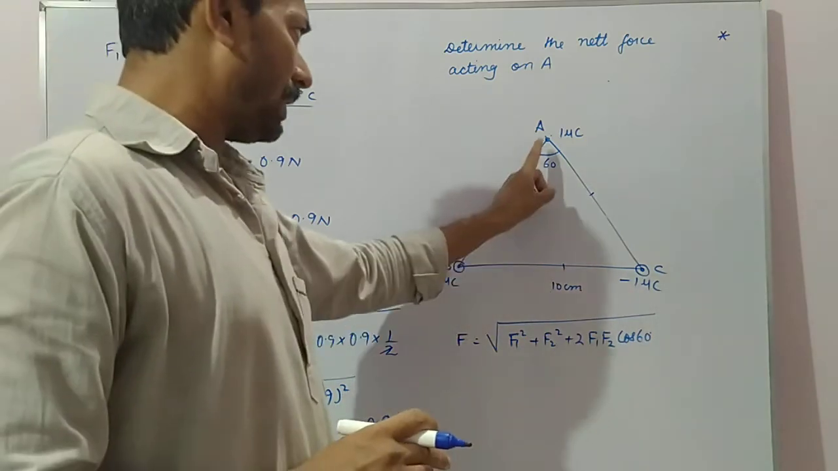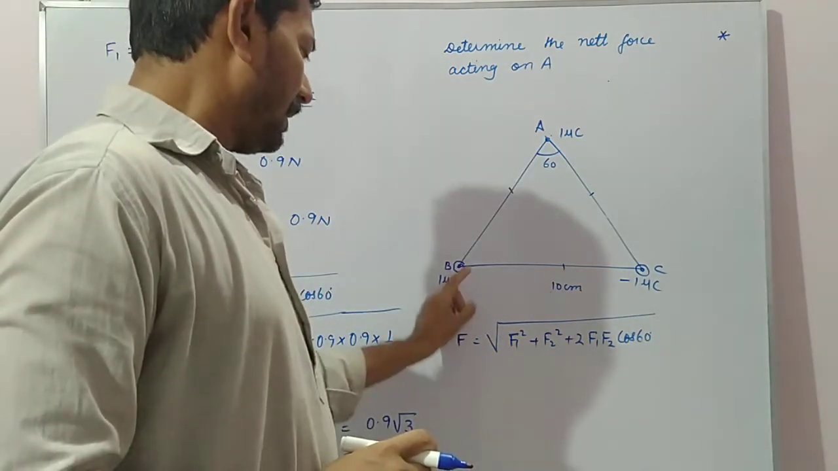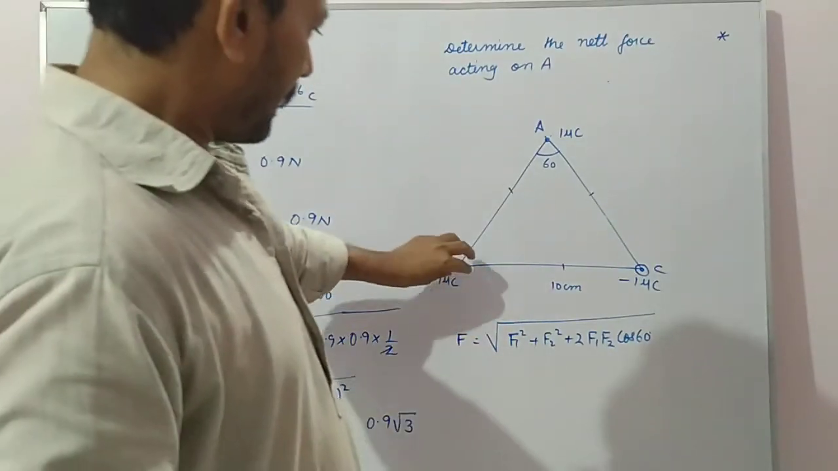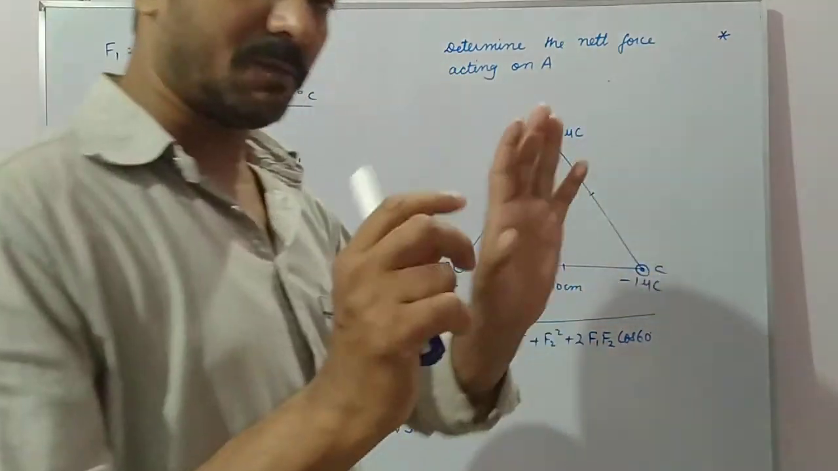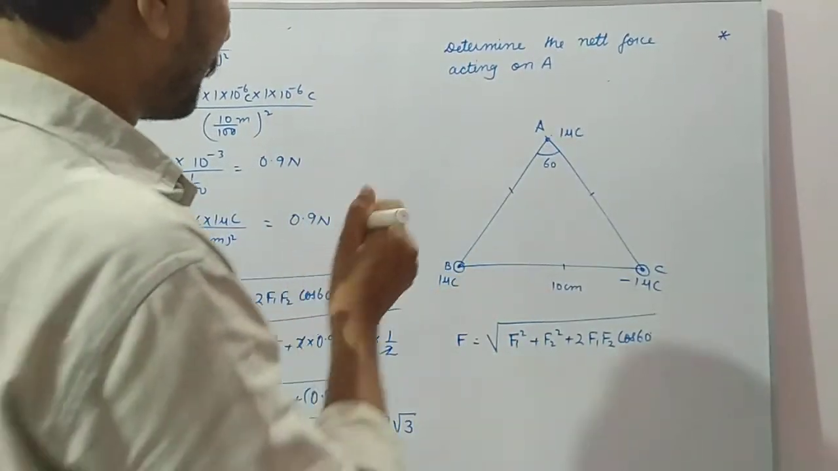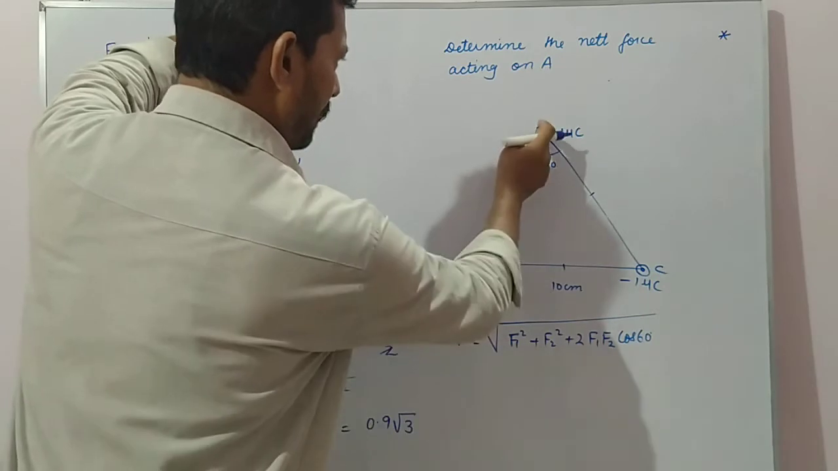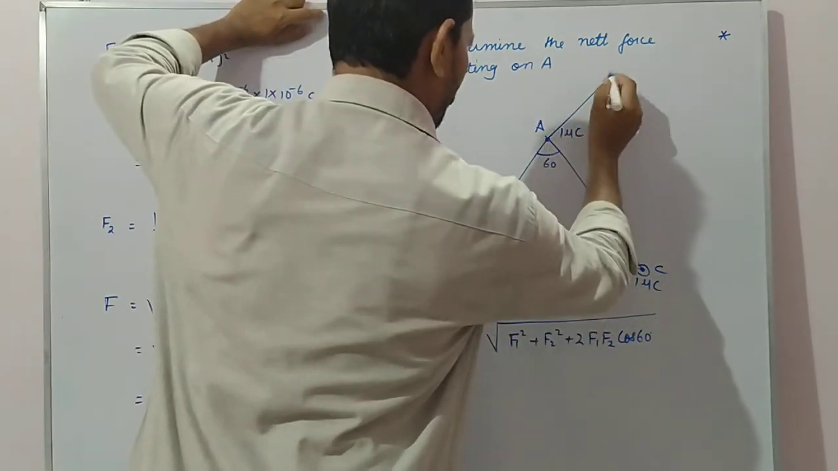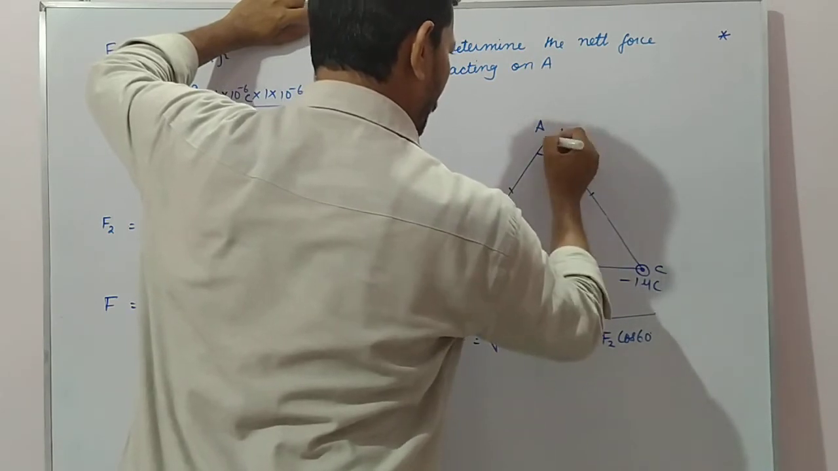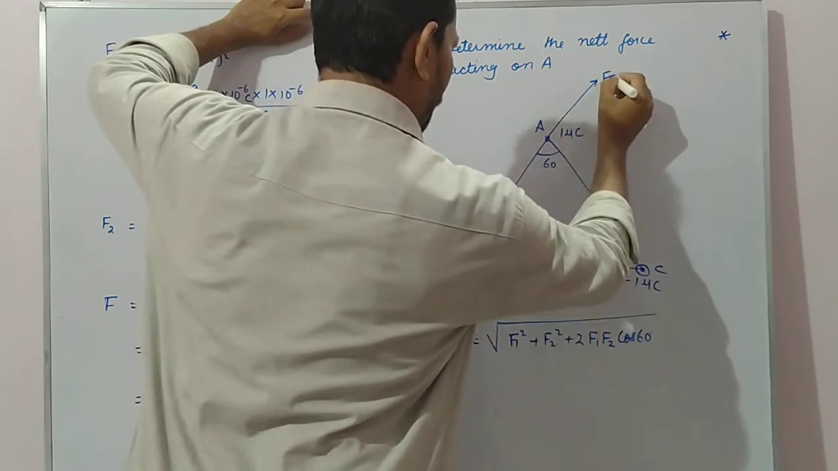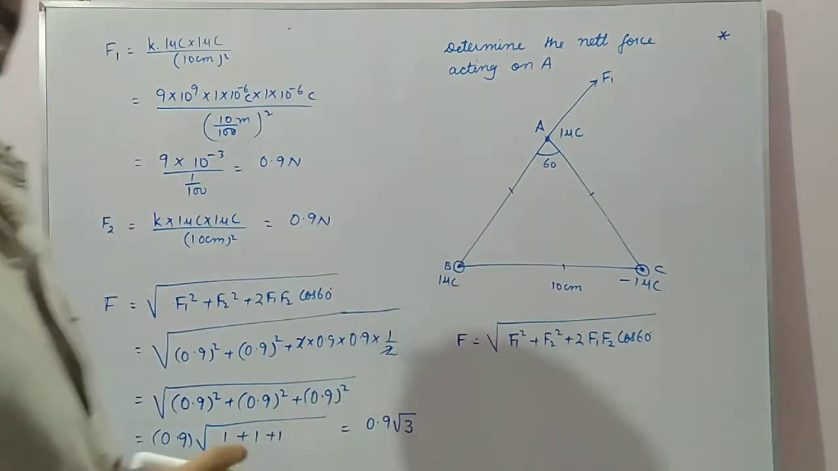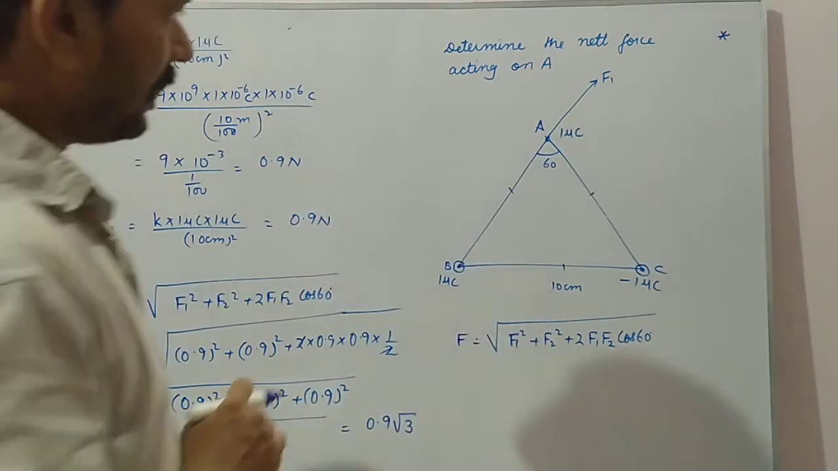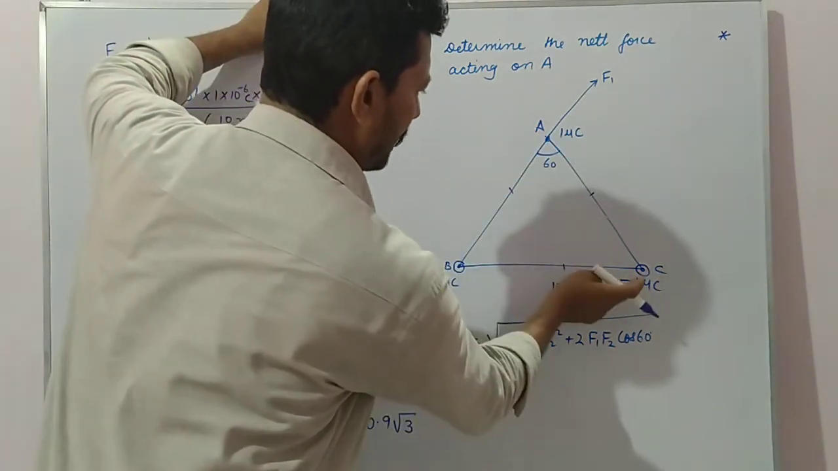So, as we have to determine the net force acting on A, we will tie down B and C. That means B and C will not move. Now, you see, due to B, there will be a repulsive force between A and B. So one force F1 will act along this direction.